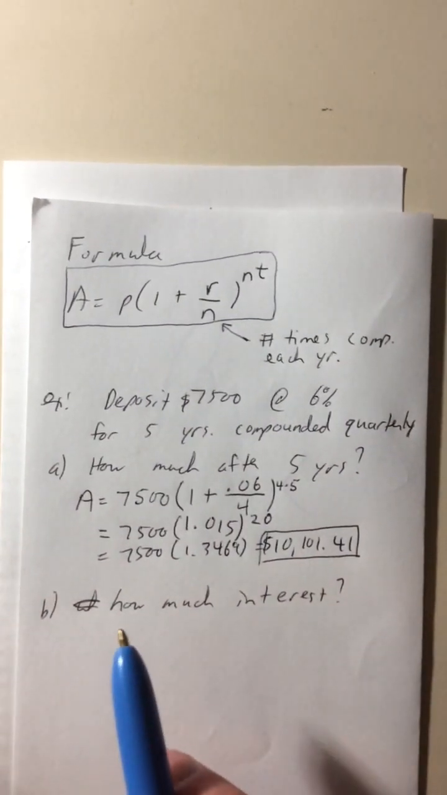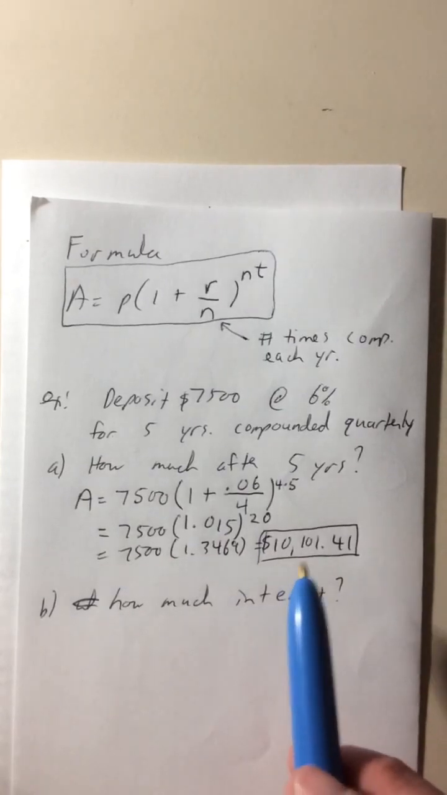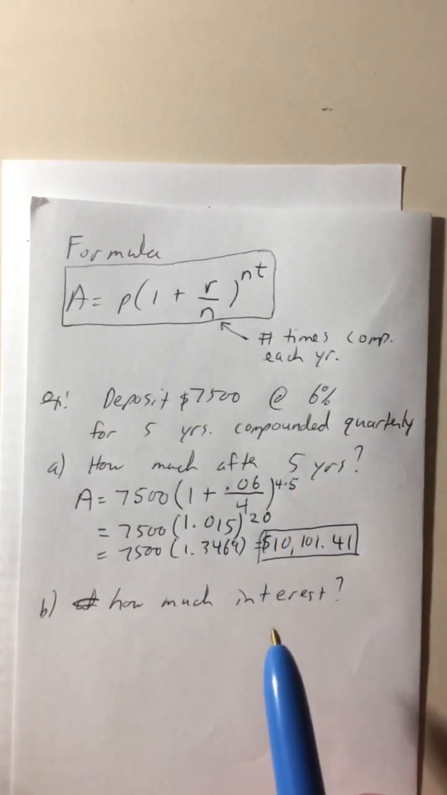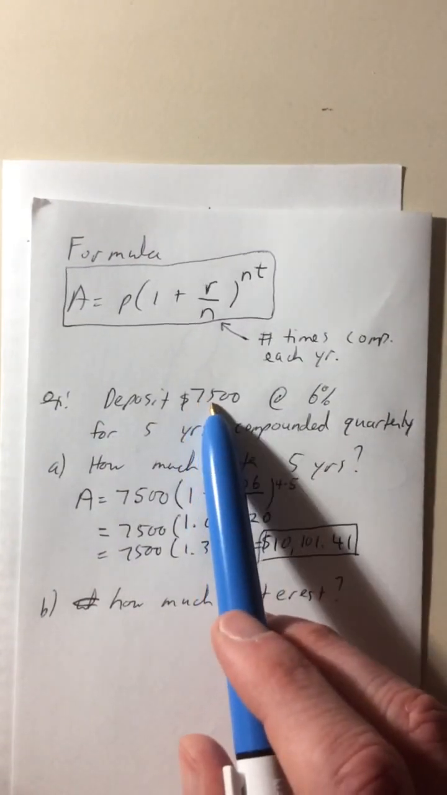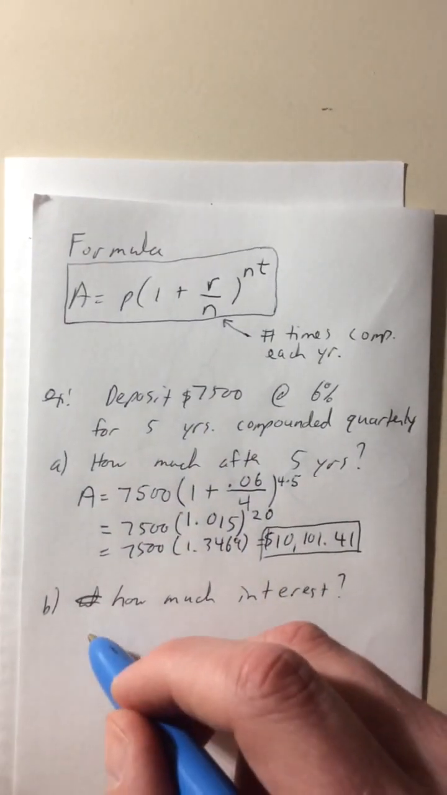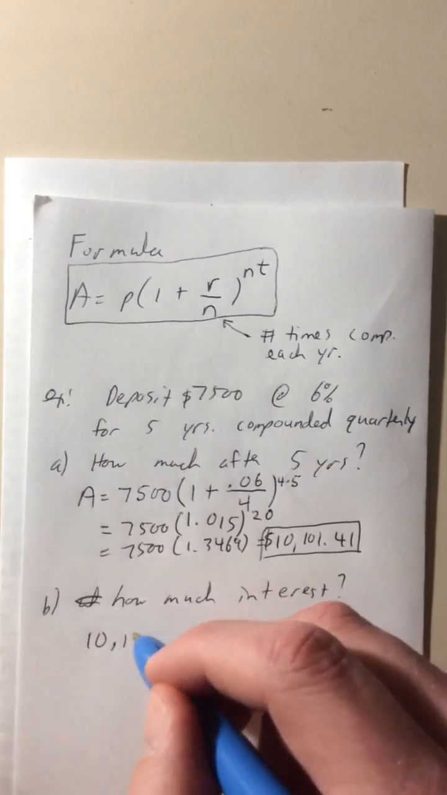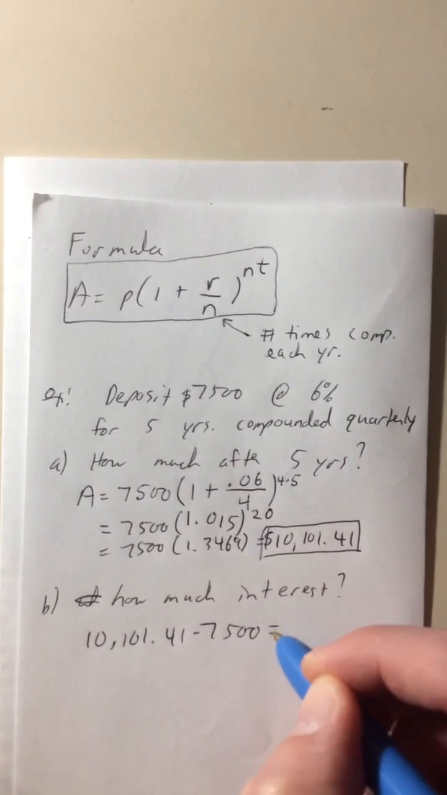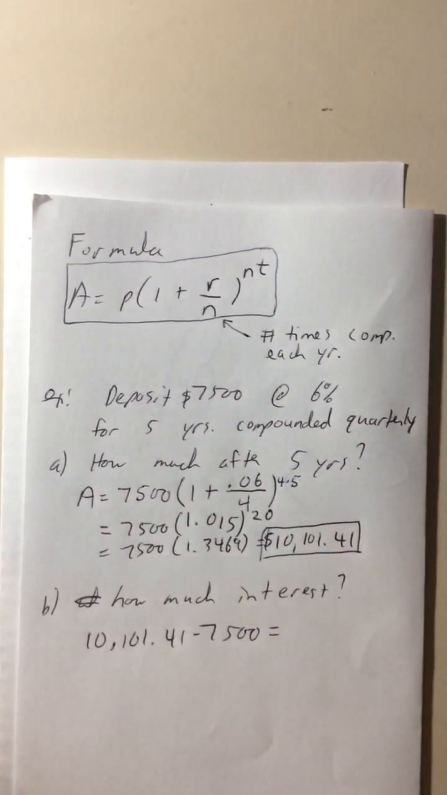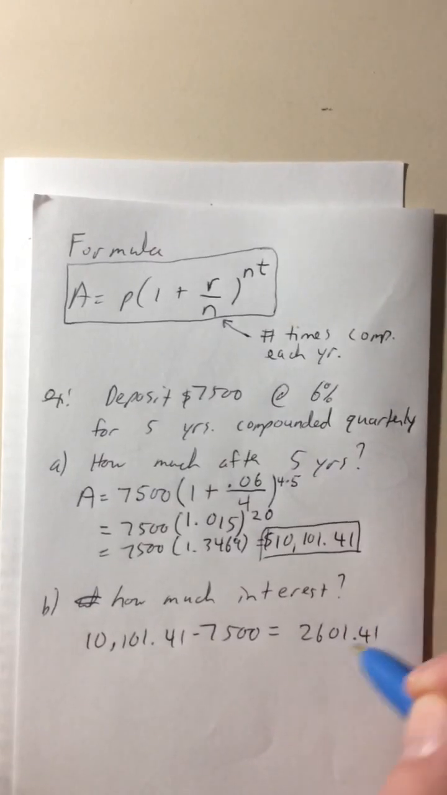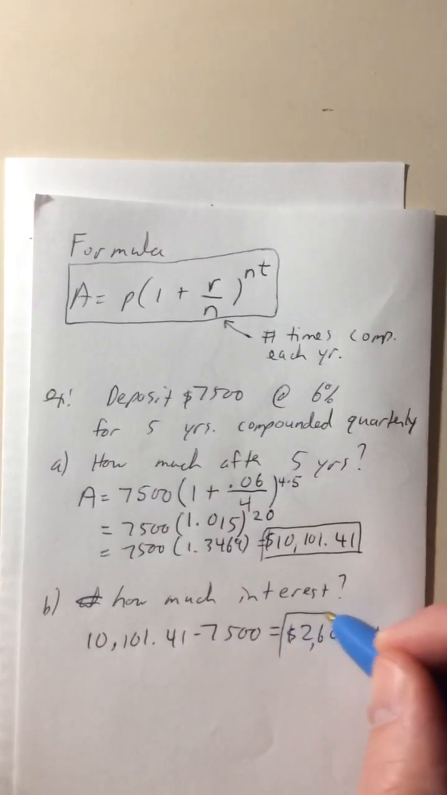So that's just using the formula just to calculate. And then the question is, how much interest did we earn in the 5 years? Well, that's easy enough to figure out. We started with 7,500. We ended with that. So all we need to do is subtract 7,500 from that. So we do 10,101 minus 7,500 equals 2601.41. So that's how much interest we made.